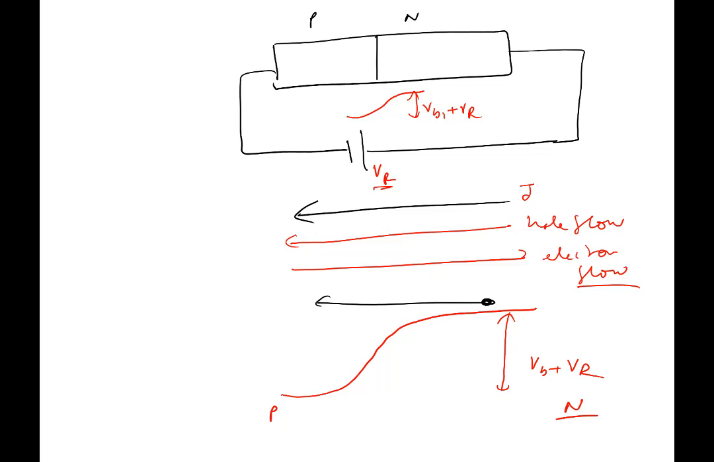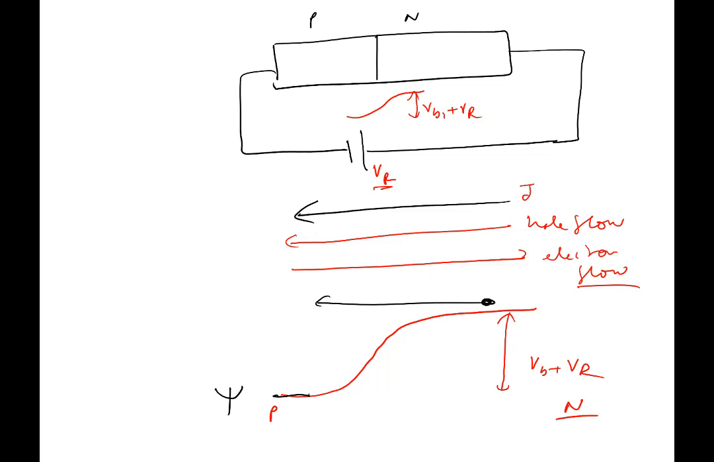Do the holes see a barrier? The holes have to go here. This is potential, by the way. I'm plotting psi. Do the holes see a barrier? Barrier plays no role. In fact, the holes would nicely like to go down the voltage. So if you're saying I've increased the barrier and that's the reason why current is low, that's not true. Holes don't see a barrier.